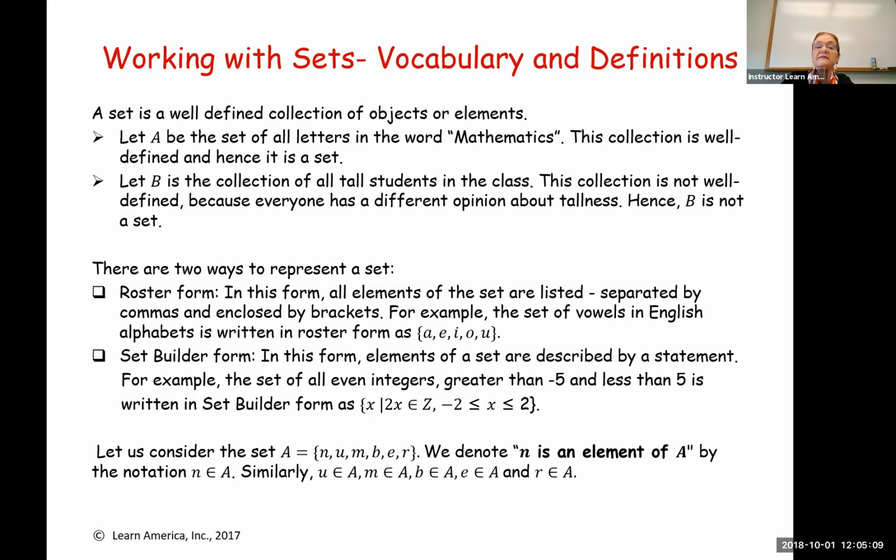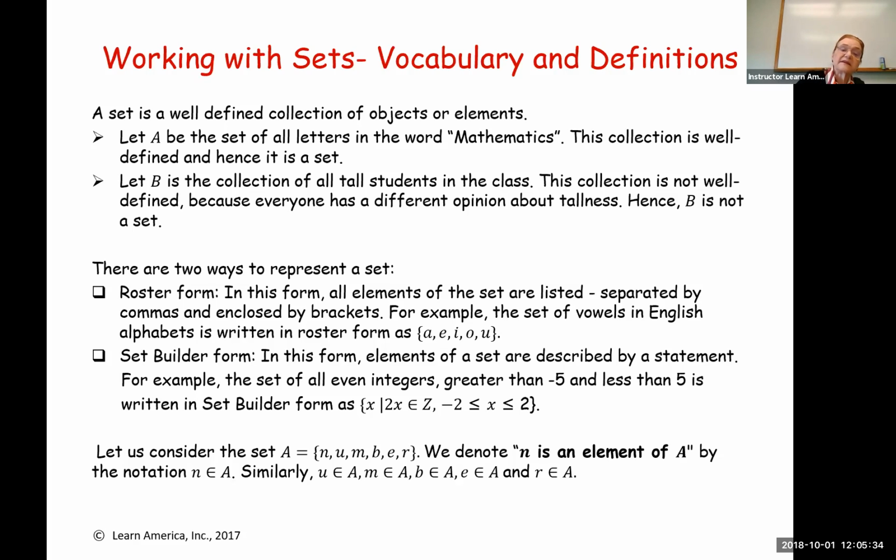So supposing A is a set of all letters in the word mathematics. Well, this is a well-defined collection. We know what those letters are, so it's a set. But supposing we say, well, take the collection of tall students in the class. Is that a set? Well, it's not well-defined because different people have different ideas about who's tall and who isn't tall. So B is not a well-defined situation, and therefore we can't say that B would be a set.